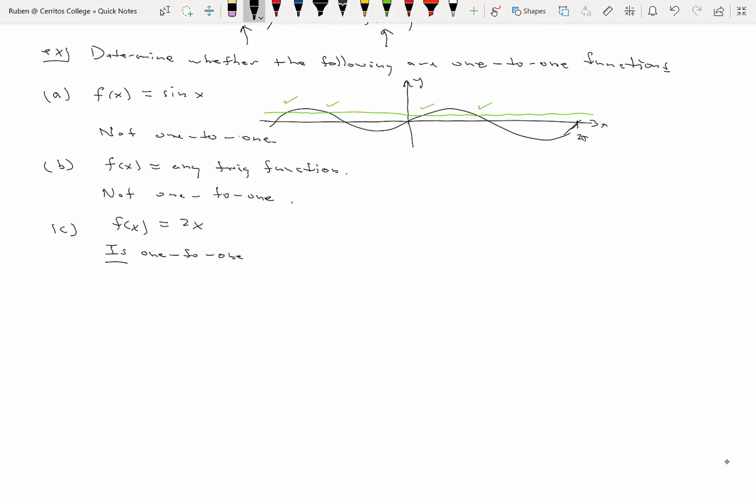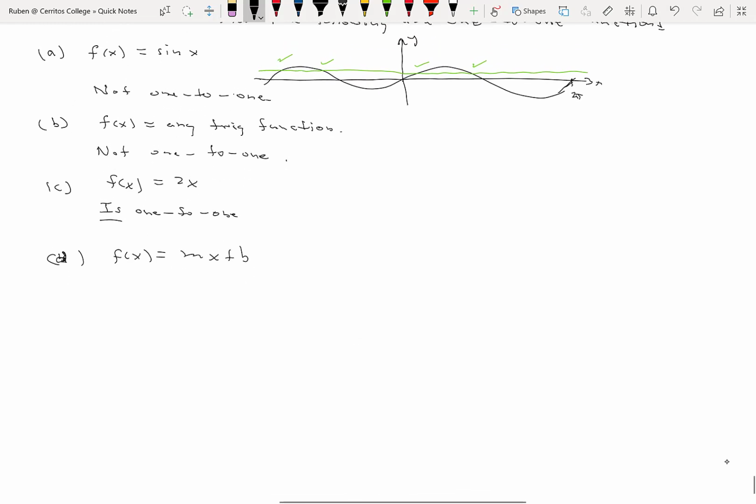Okay. How about D, f of x equals mx plus b? Think about it. What is f of x equals mx plus b? For different values of m and b, those are equations of lines with a slope of m and a y-intercept of b. So is every line with a slope 1 to 1? And the answer is no.